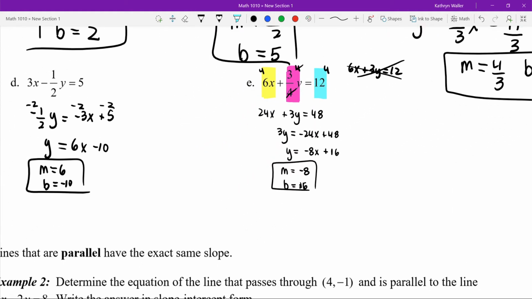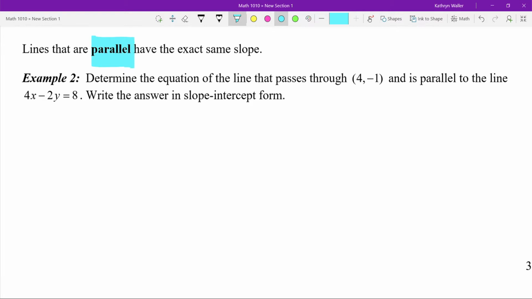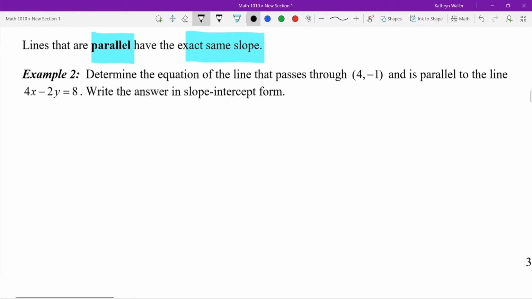So if you have fractions, knock them out. Get rid of them by multiplying by what's on the bottom. Okay? You guys, we already talked about this. Lines that are parallel have the exact same slope. So I'm going to ask you a question. Look at this. You don't have to write it. If you have y equals 1/2 x plus 4 and y equals negative 1/2 x, are those lines parallel? Tell me. Yes or no?